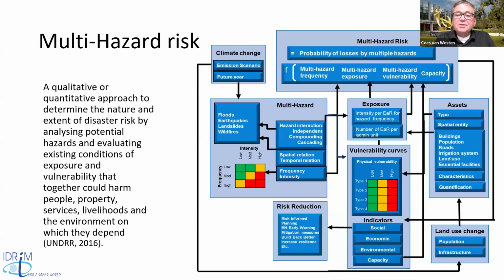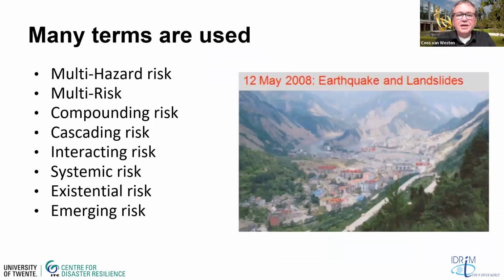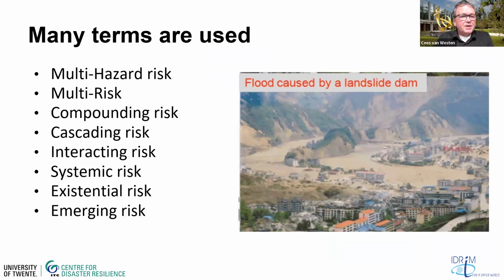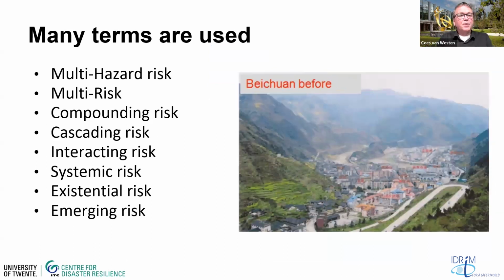Then this system is also dynamic. It changes over time due to climate change and land use change. So there are a lot of different terms being used here. You see a number of examples of terms that are actually being used in literature to reflect the multi-hazard risk component, but calling it differently.